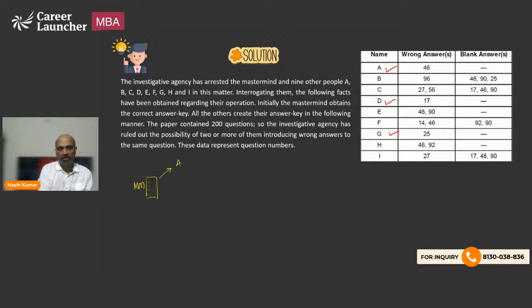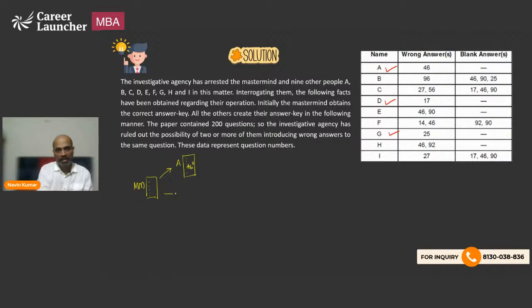A copied from mastermind, all good, and then he makes a mistake in 46. So I'm going to put 46 and a cross. Cross would mean he deliberately, intentionally made a mistake in question 46.